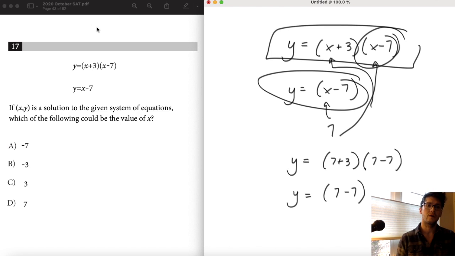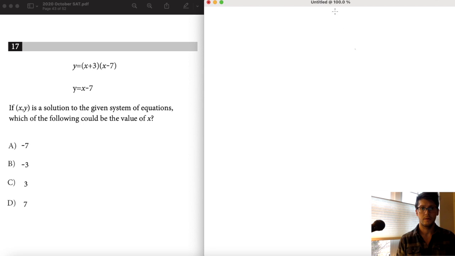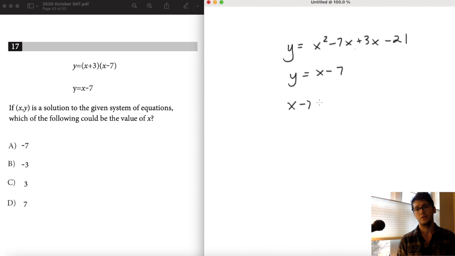You know, the other way you could do this question if you weren't sure is you could FOIL out this first part. You get x squared, you get negative 7x, you get positive 3x, and you get negative 21. That's just foiling out this top. Outside negative 7x, inside 3x, last negative 21. Now you still have y equals x minus 7. You could now just set these equal to each other and do a bunch of algebra.